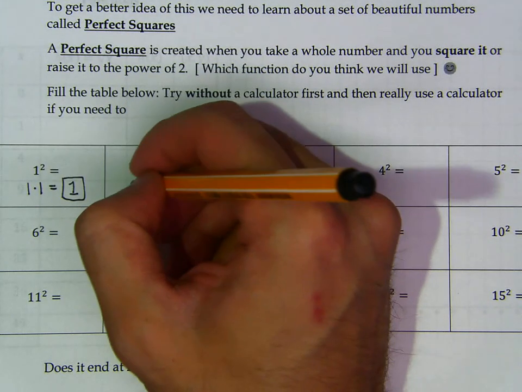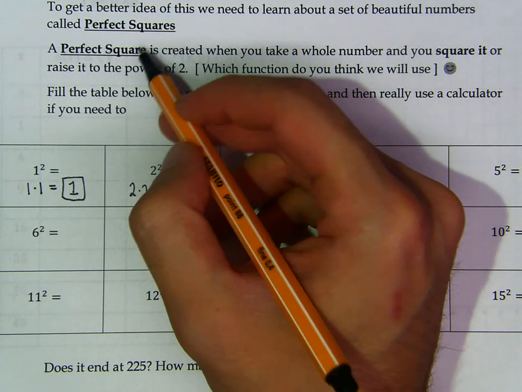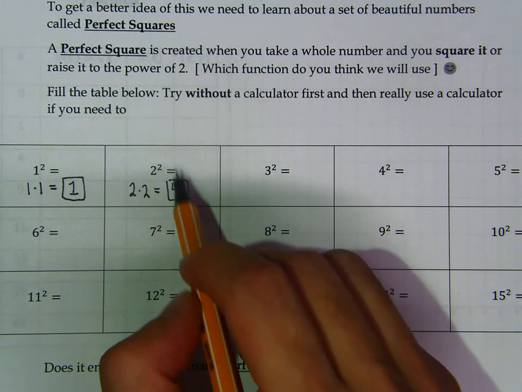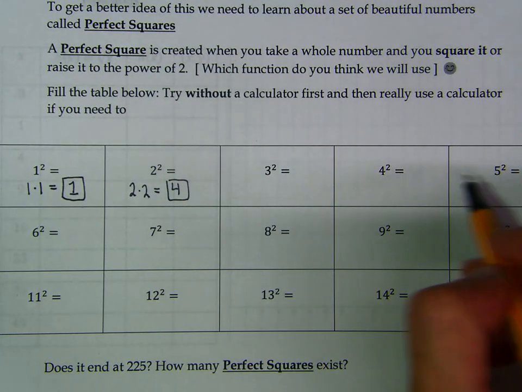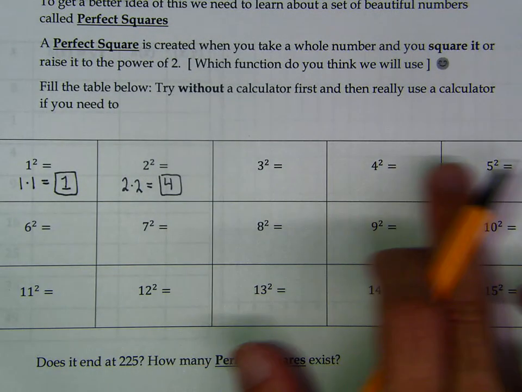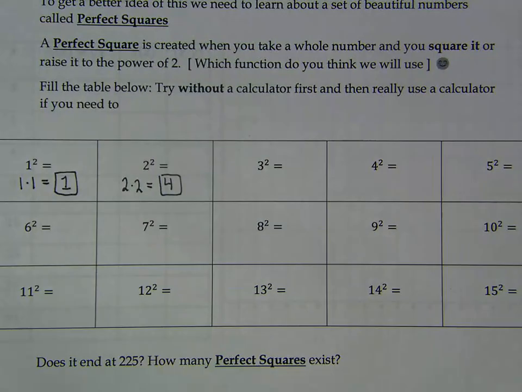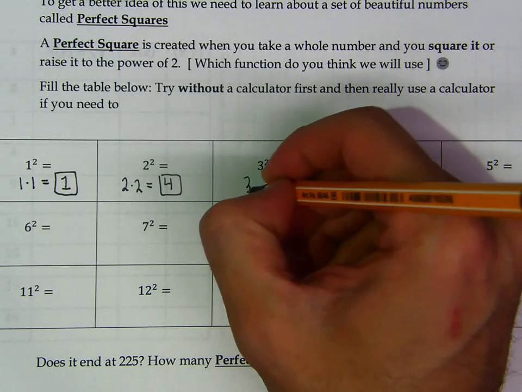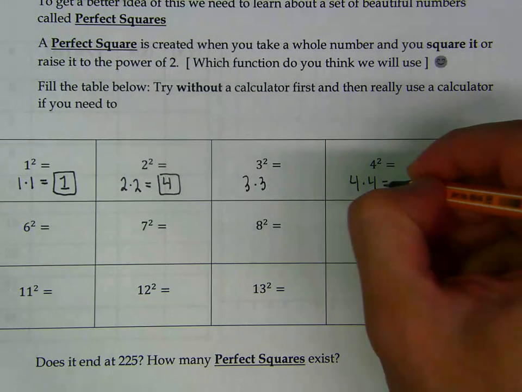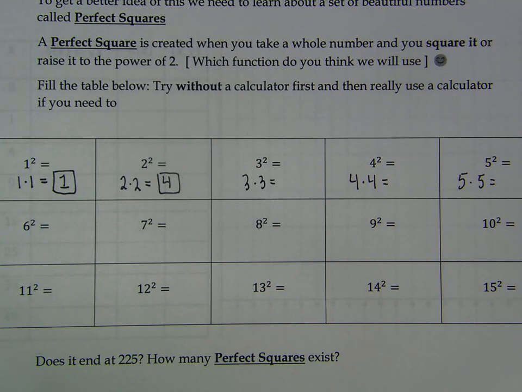Let's try this one. 2 times 2. What is 2 times 2? That's 4. 4 is a perfect square. So 1 is a perfect square, 4 is a perfect square. Can you keep going? How high within this can you go without the calculator, right? Without the calculator. Let me see what you got. 3 times 3, 4 times 4, 5 times 5, right? How high within this can you go? Pause the video. Let me see what you got.